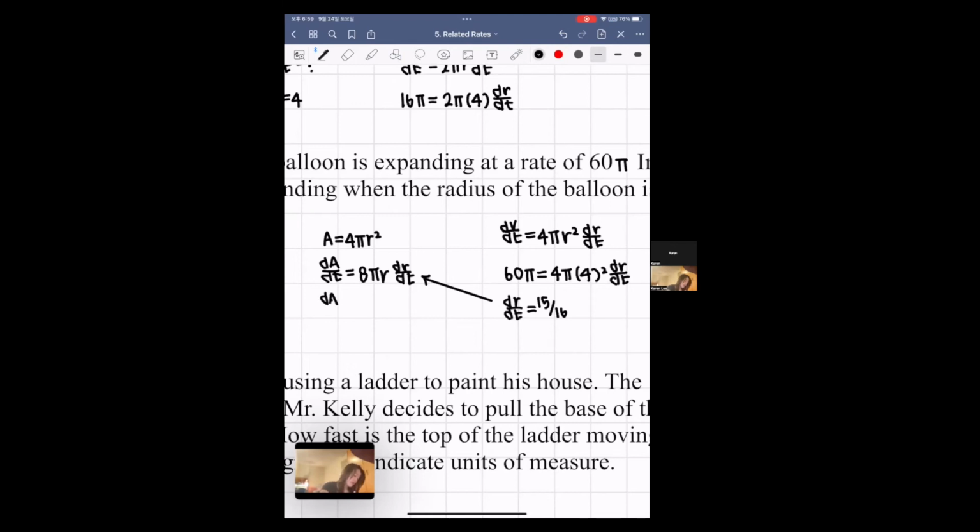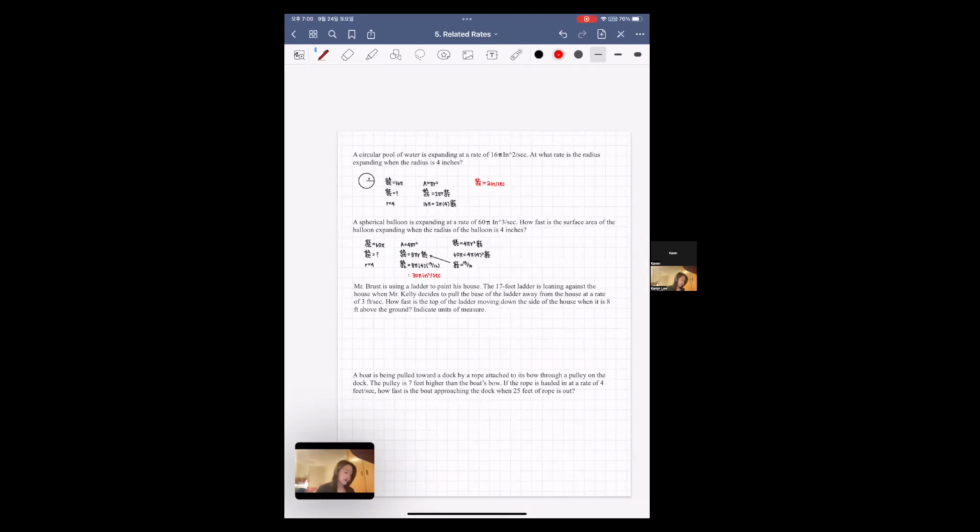So dA dt is 8 pi times 4 times 15 over 16. So the answer becomes 30 pi inch squared per second. And you can calculate the exact values by calculating pi, or you can just leave it at here. So now let's look at the next question.